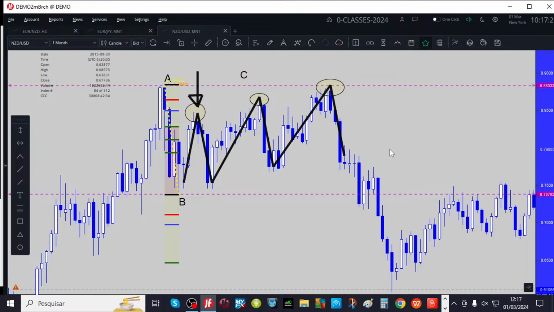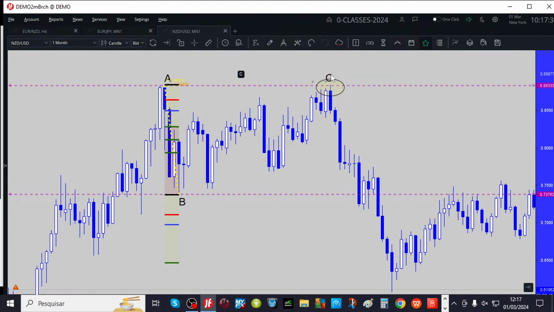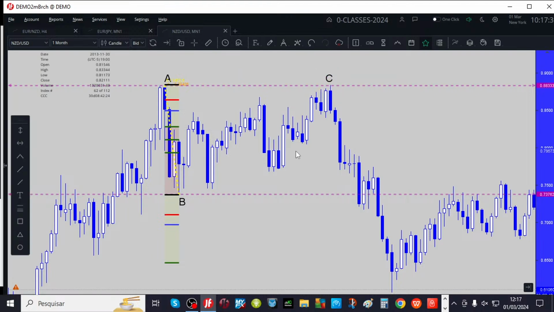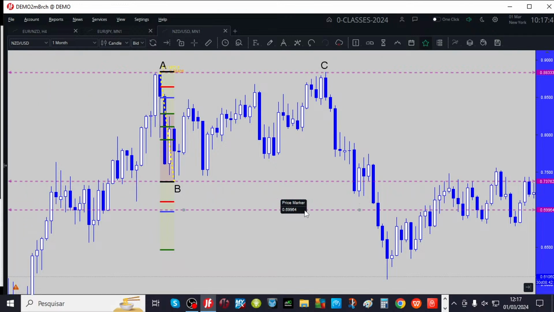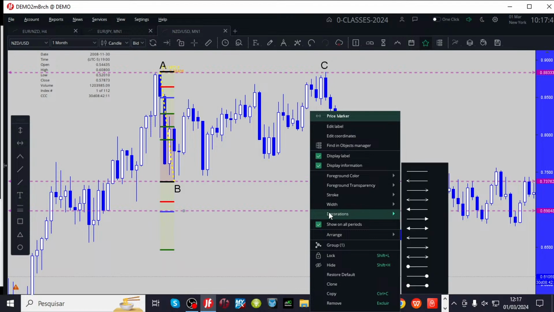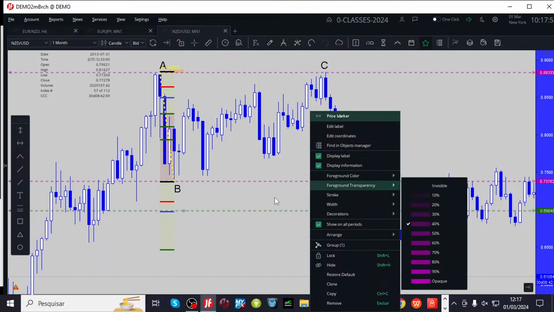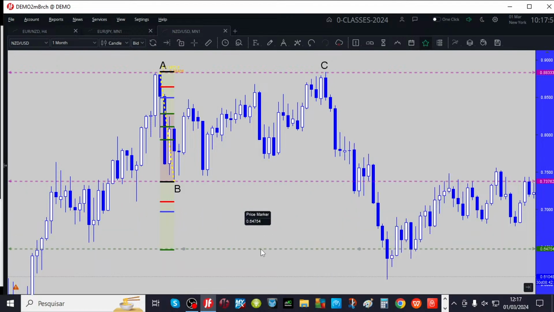No, it's not. So the answer is the third, correct. This is the C, right? Now, I'm not going to tell you more than this. Should we profit take at the red? Should we profit take at the blue? Or should we profit take at the green? What's the answer?